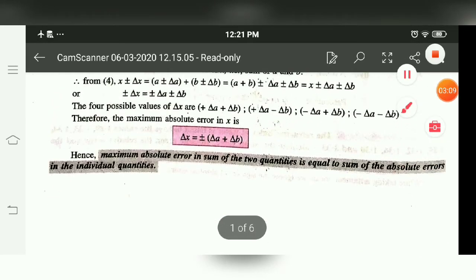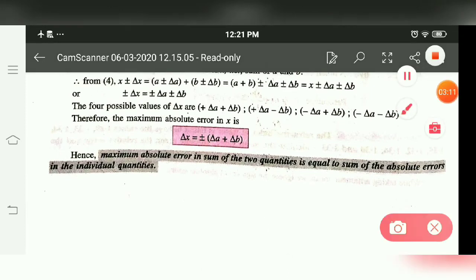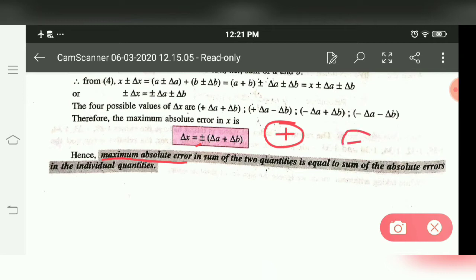Here we have two signs, plus and minus. We always have to choose the plus sign because we always have to maximize the absolute error. So that's why we always choose the plus sign. We just reject the negative sign.